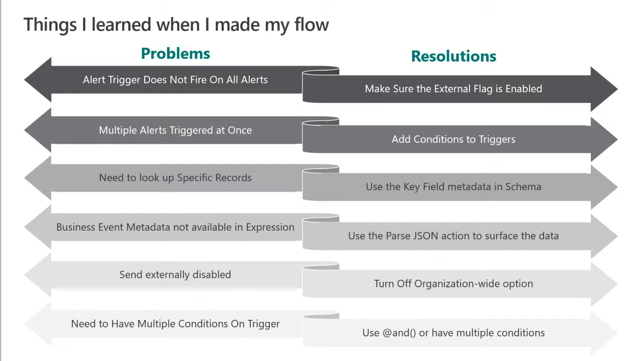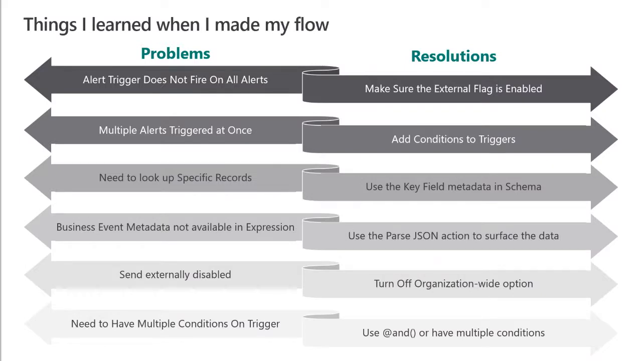Also, we have a scenario where we've got all of the alerts coming through one mechanism, which is this alert trigger. And we don't want all of them to run, because if you've got 10, 20, 100 of these, then you'll consume all of your quota within Power Automate. So that's where adding conditions to the triggers helps.